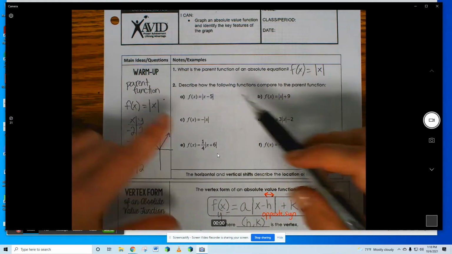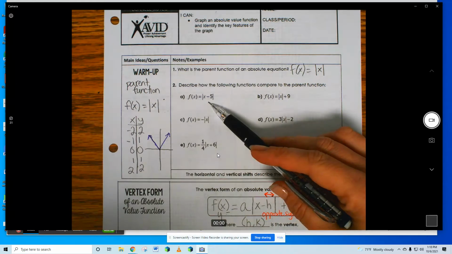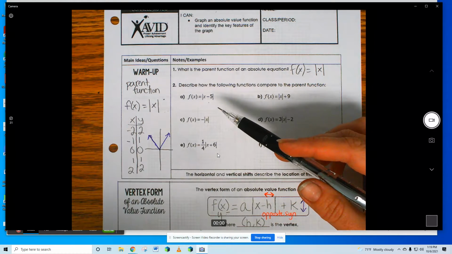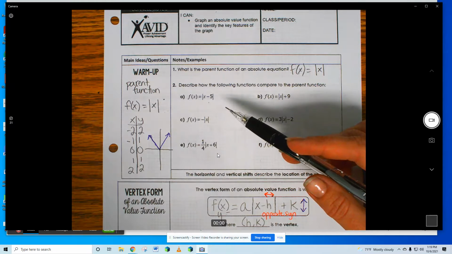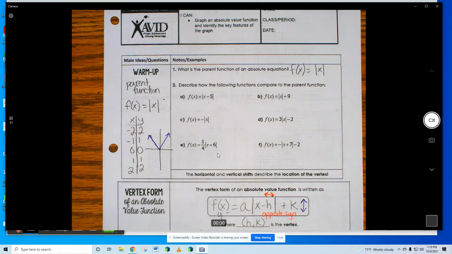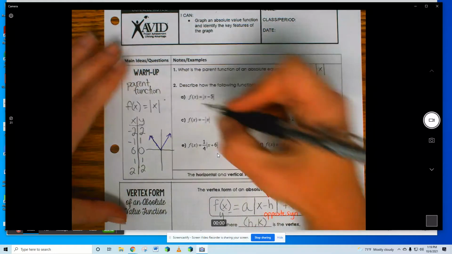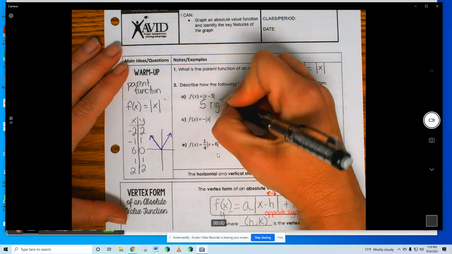If I just have a -5 inside, what's happening to the parent function? When I put a -5 inside, it is positive. What direction do I move? Right. 5 to the right.